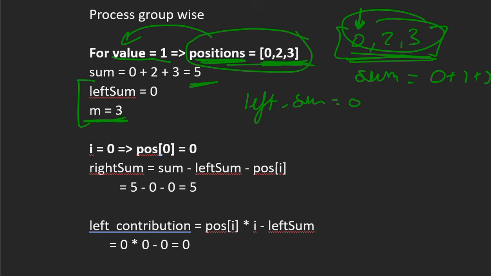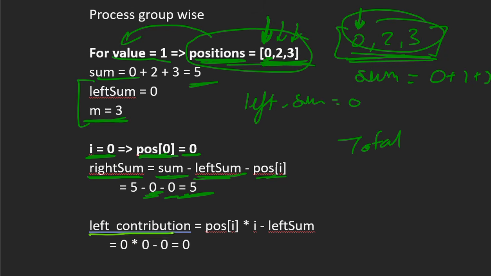So 3 indexes has the value 1. Now we iterate over the positions array. For i is equal to 0, the position of 0 is 0. So we find the right sum. Right sum is the total sum, so sum is 5 minus left sum is 0 minus the current element is 0. So right sum is 5.